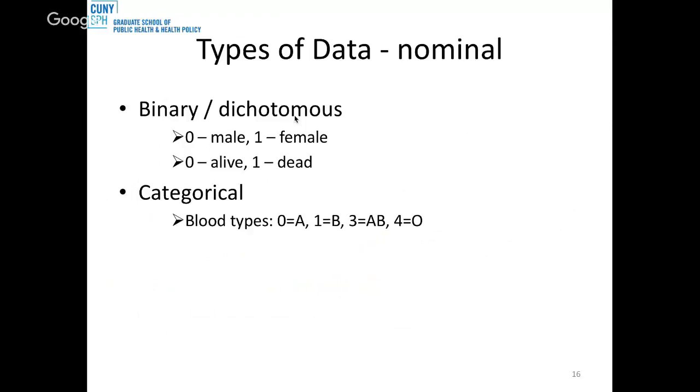Among the nominal types of data, there are binary and there are categorical data. An example of categorical would be blood types, because there are 4 of them. And one possible coding of them would be 0, 1, 2, 3, 4. It's about as arbitrary as any other. But these are only nominally numbers. They're really references to things that we describe in words.